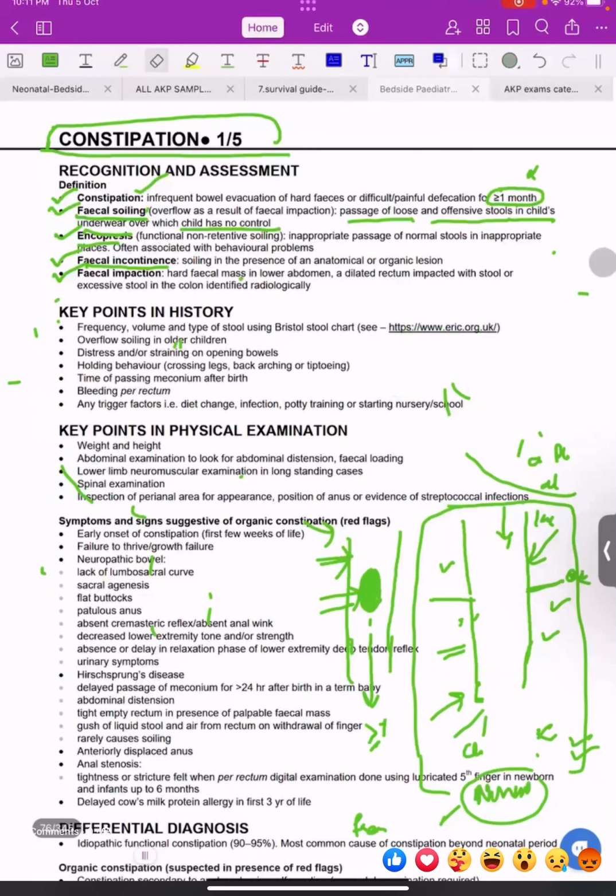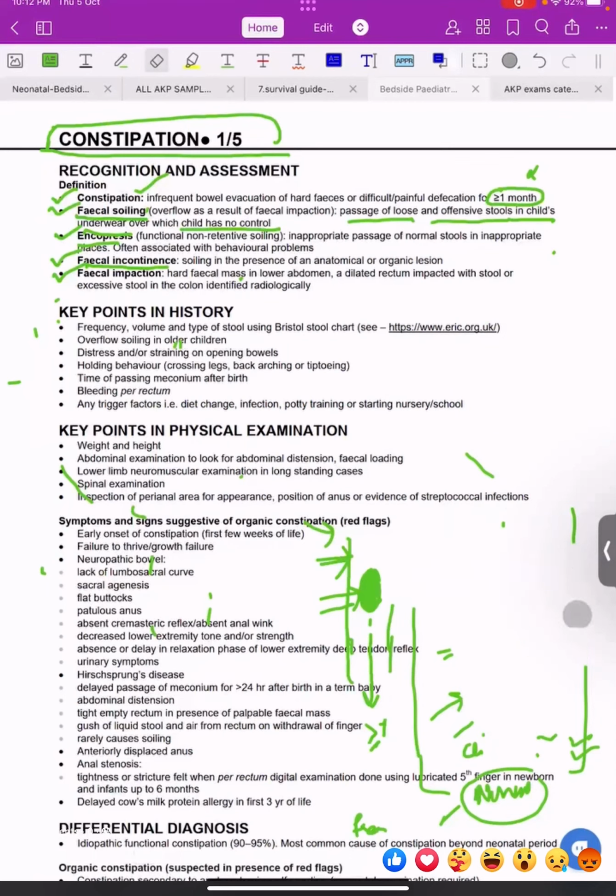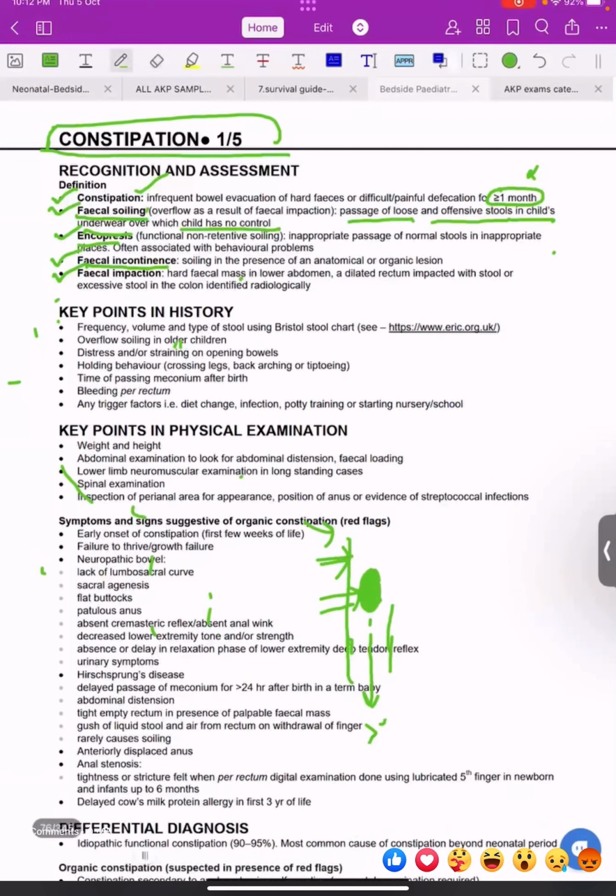Okay, fecal incontinence. See here, when I was talking about fecal soiling, I said there is overflow of the feces. I told you this is the hard stool which is present in this intestine, and there is overflow of the loose stool from that side. What happens in fecal incontinence? See here, there is some anatomical problem.